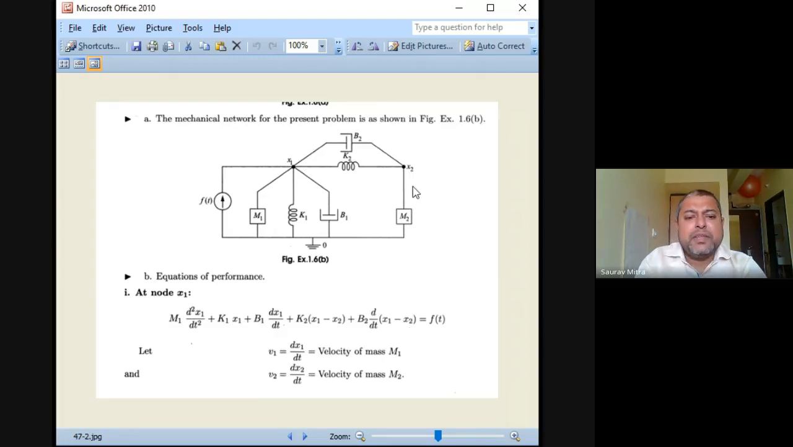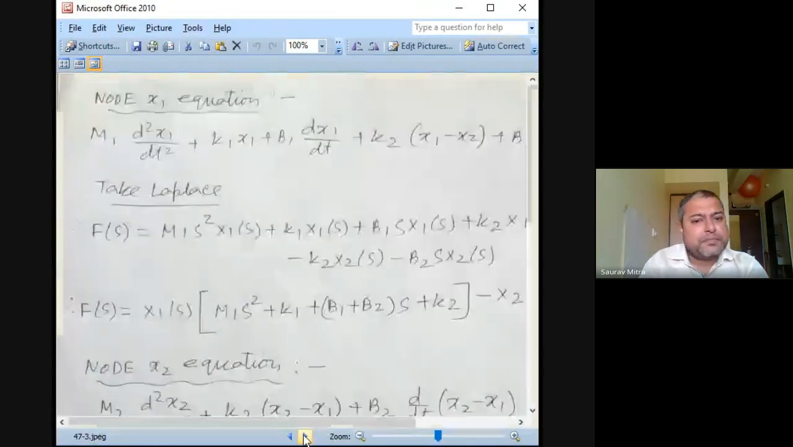And the same equation I'll write for loop 2. What will be there? For loop 2 it will be m2 d²x2(t)/dt², that is the first thing. Second will be k2 into (x2 minus x1), and there will be b2 d/dt of (x2 minus x1). So I'll repeat. For the second loop, it will be m2 d²x2(t)/dt² plus k2 into (x2 minus x1) plus b2 into d/dt of (x2 minus x1) is equal to 0, because whenever you are writing the equation for node x2, there is no input connected here. So those are the equations.